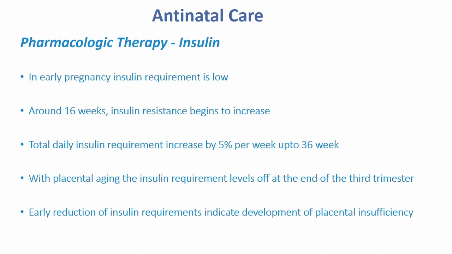However, from around 16 weeks, insulin requirement might go up because insulin resistance begins to increase with the placental hormone secretion. And total daily insulin requirement can be increased by about 5% per week up to 16 weeks. With the placental aging, that is after about 36 weeks at the end of the third trimester, there can be a decline in the level of insulin requirement.